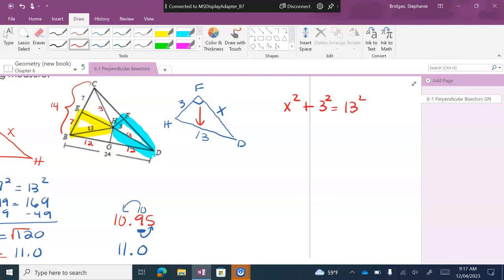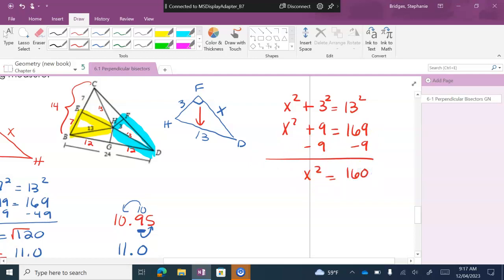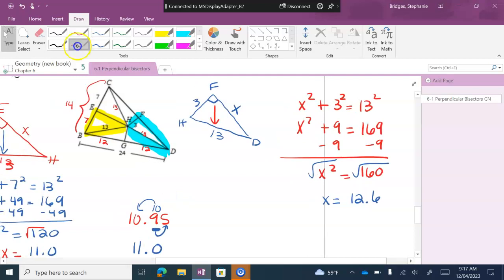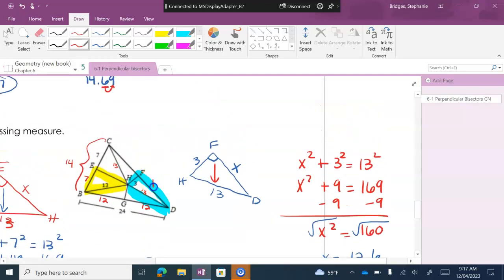This should be 160, not just 60. What's 3 squared? And 13 squared is 169. So if I subtract that 9 over, I get x squared equals 160. Then I need to take the square root. And in my calculator, that gives me, rounded to the 1 decimal place, 12.6. So FD is going to be 12.6.